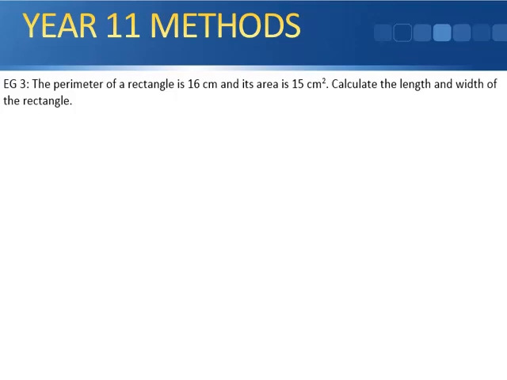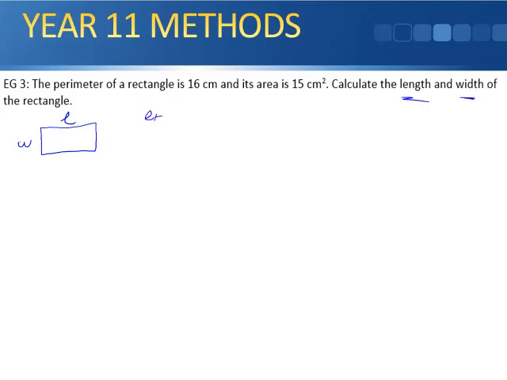Example 3 says the perimeter of a rectangle is 16 centimeters and its area is 15 centimeters squared. Calculate the length and width of the rectangle. So let's talk about the perimeter. If I've got a rectangle here, bad drawing, so I apologize for that. Let's call it x, or width, and length, because we're using length and width here.